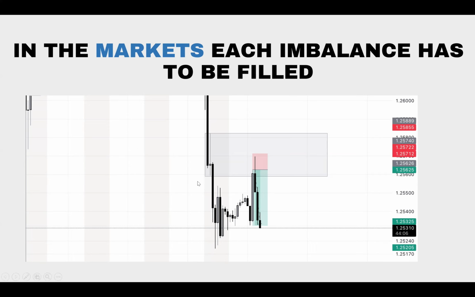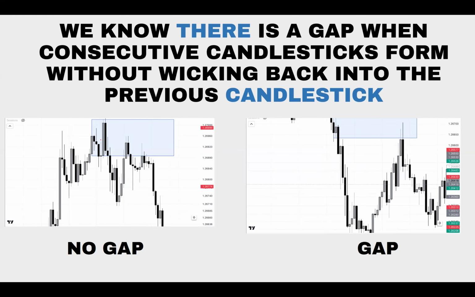So if you see inside of this trade, there is a huge push right here. This huge push created a gap that is right in this area, and the market had to come back into this area, and the sellers who sold got back into the move and sold price back down again. We know that there is a gap when consecutive candlesticks form without wicking back into the previous candlestick.